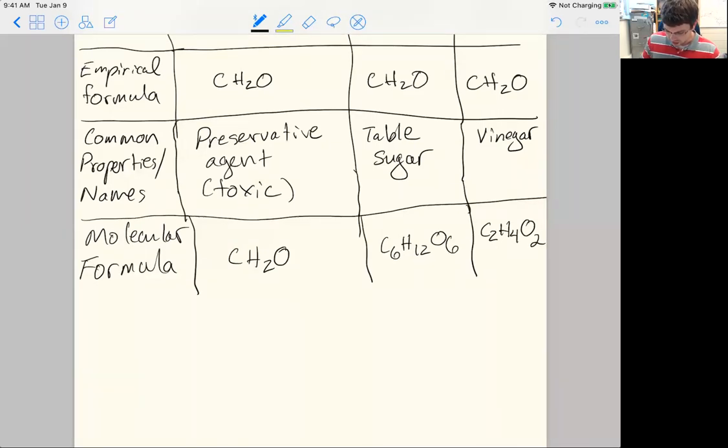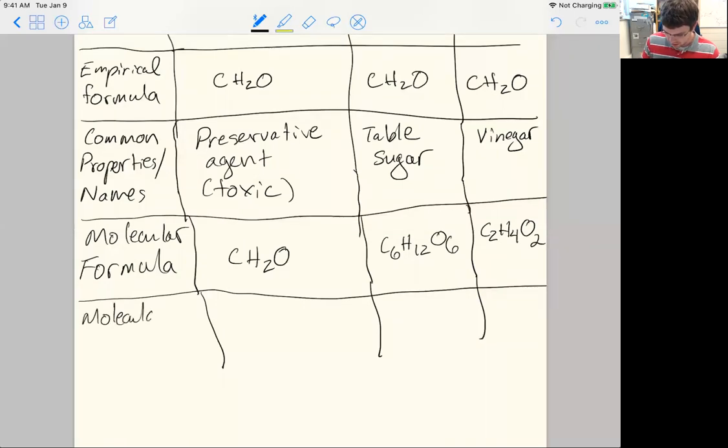It turns out, though, that the structures of these molecules are also very different. So what I'm going to label here is the molecular structure, and I've left myself most room for formaldehyde, which is the smallest molecule.